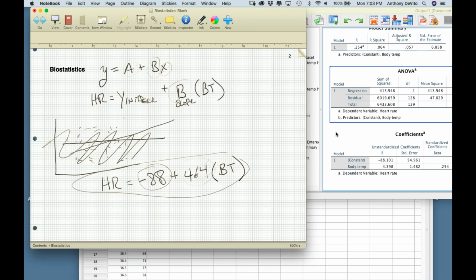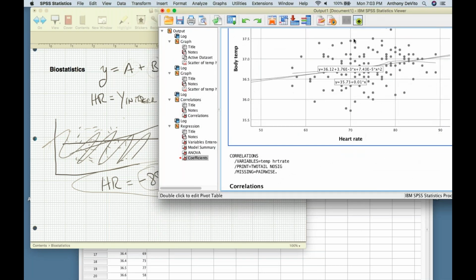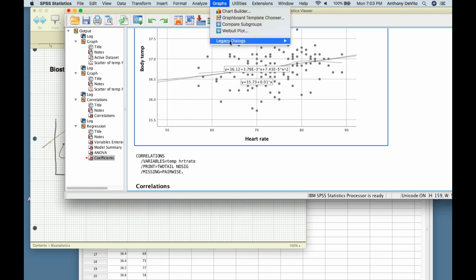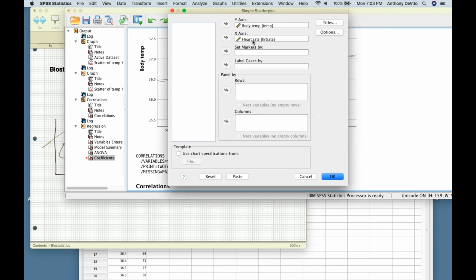So now when we drew this scatter plot, let me go back to it. When we drew the scatter plot, notice the x-axis. Oh, you know, I did it the other way around. Let me do it again. Graphs, Legacy Dialogs, Scatter/Dot. And this time I'm going to move these around. I'm going to put them in the order that it would have been if I thought about which one was causal, which one, body temperature, is going to be on the x-axis or the y-axis. Okay.